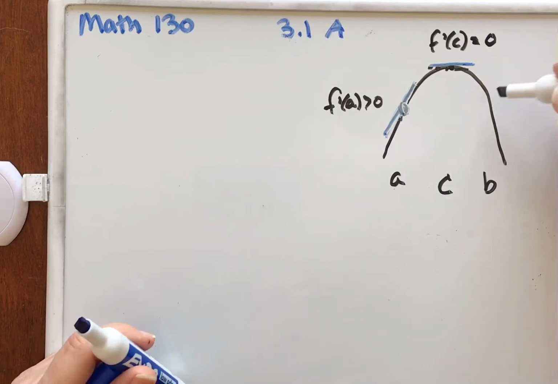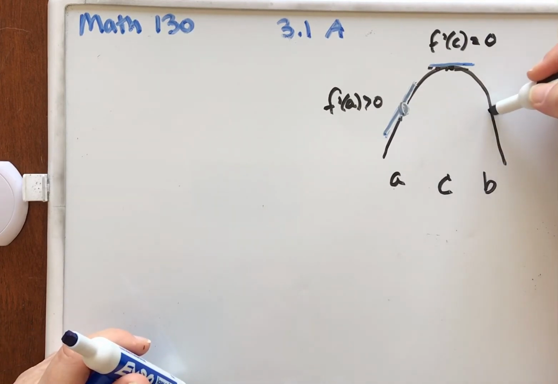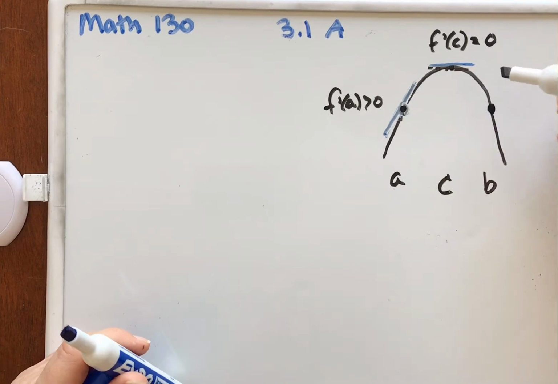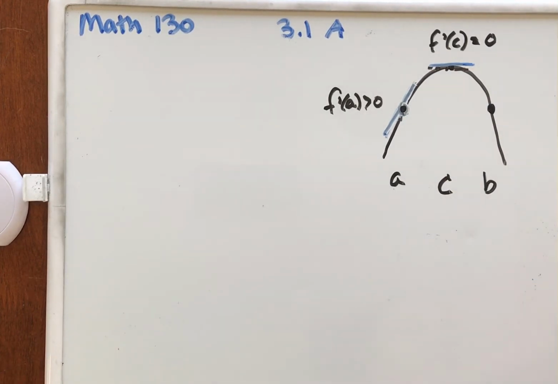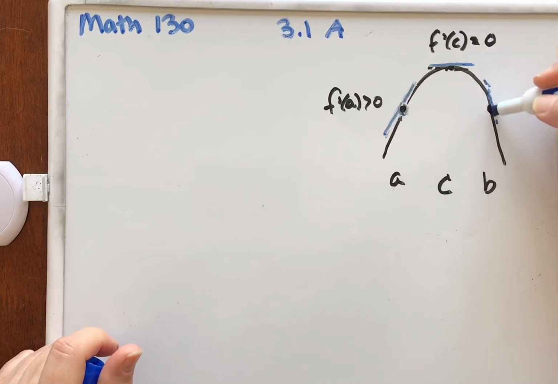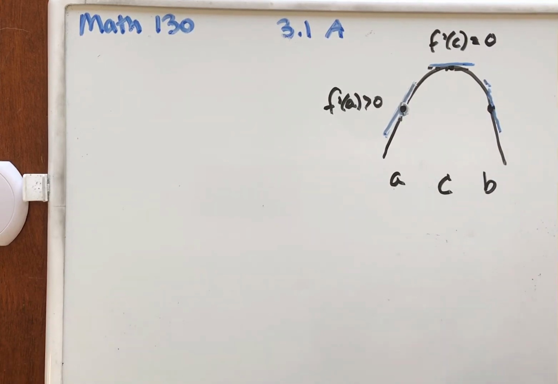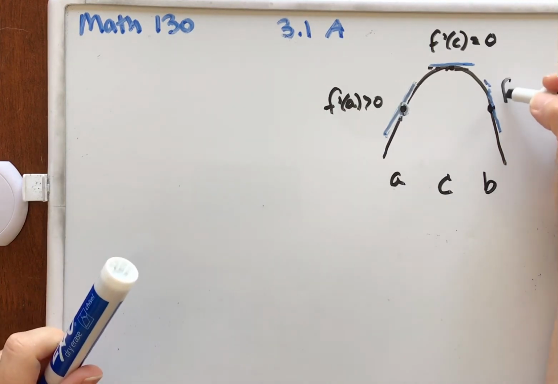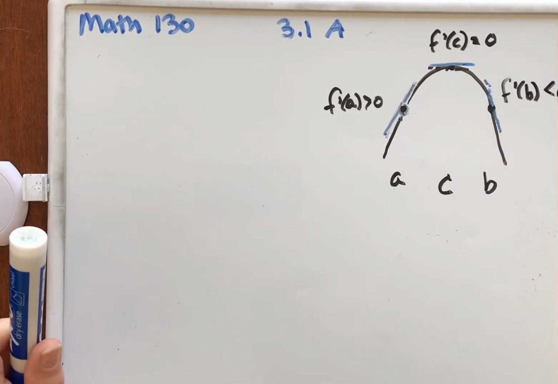Okay. Now how about b? If this is b, this is f of b. And if we were to draw a tangent line there, we can see that it is decreasing and it's negative. And so we can say f prime of b is less than 0 because the slope's going to be negative.